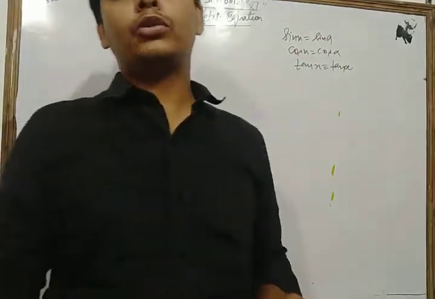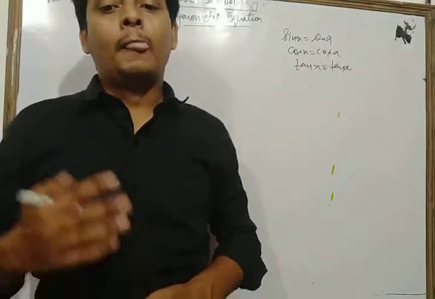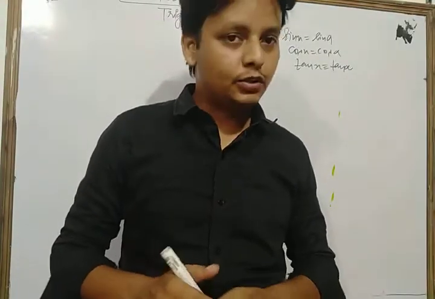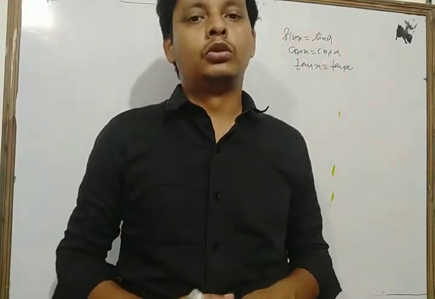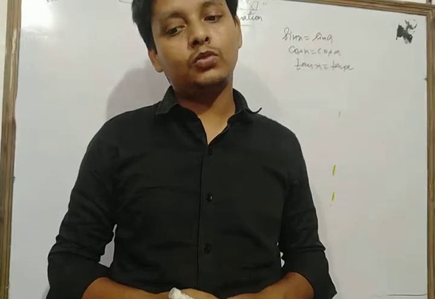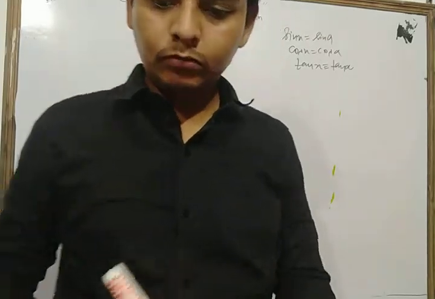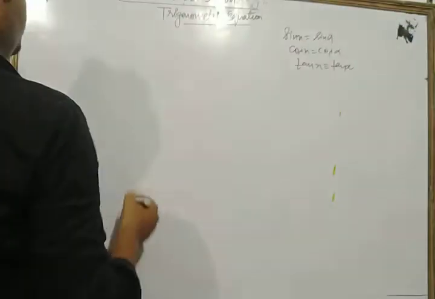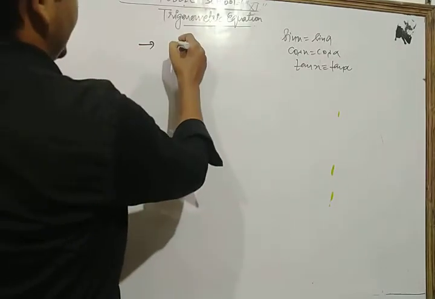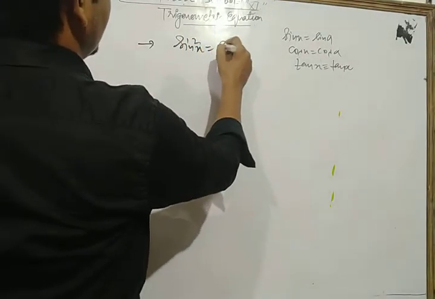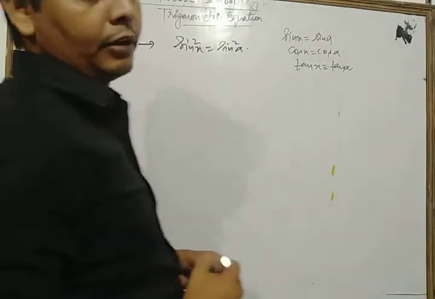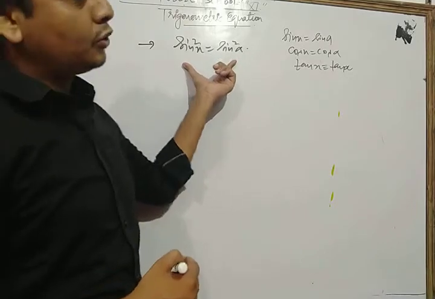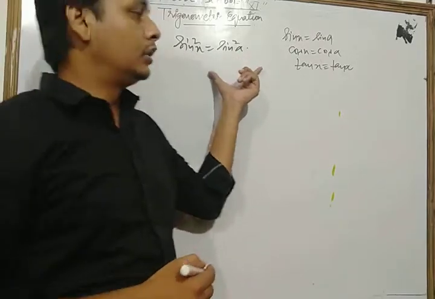Today we are going to discuss the general solution of trigonometric equations of the form sin square x = sin square alpha, cos square x = cos square alpha and tan square x = tan square alpha. First of all, we discuss the solution of the trigonometric equation of the form sin square x = sin square alpha.